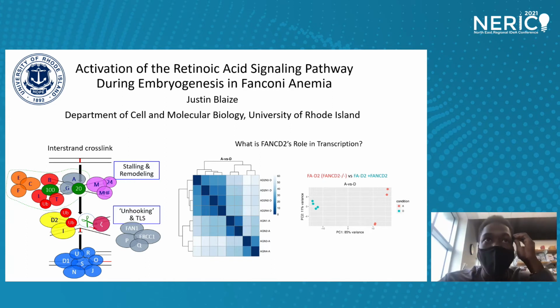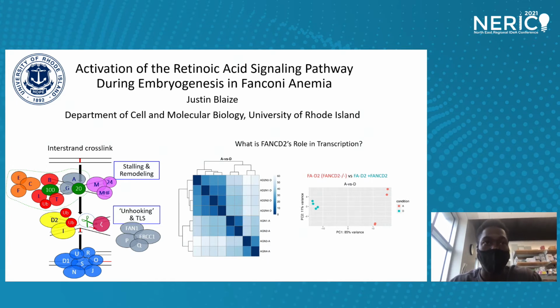Fanconi anemia is a rare genetic disease characterized by birth defects and increased risk for bone marrow failure and cancer. There are 23 FA genes, and the proteins encoded by these genes play a key role in DNA repair and the maintenance of genome stability. Our lab particularly is interested in the FANCD2 protein, which plays a central role in the pathway, although the function is poorly understood. To learn about the function of FANCD2, we recently performed RNA-seq analysis of FANCD2 patient cells, mutant for FANCD2, and the same cells complemented with wild-type FANCD2.